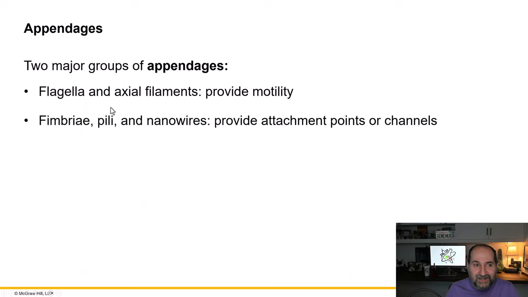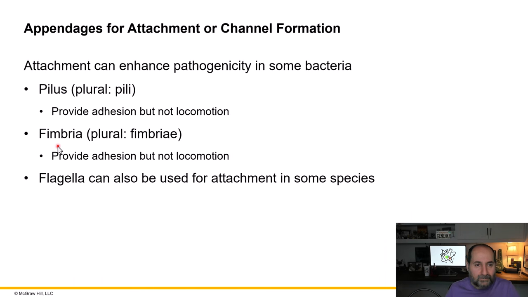All right, to keep track, we've talked about flagella and axial filaments, which provide motility. Now we're moving on to appendages that have other functions. We're talking about fimbriae and pili in particular. These provide attachment points or form channels. Let's talk about the fimbriae first.